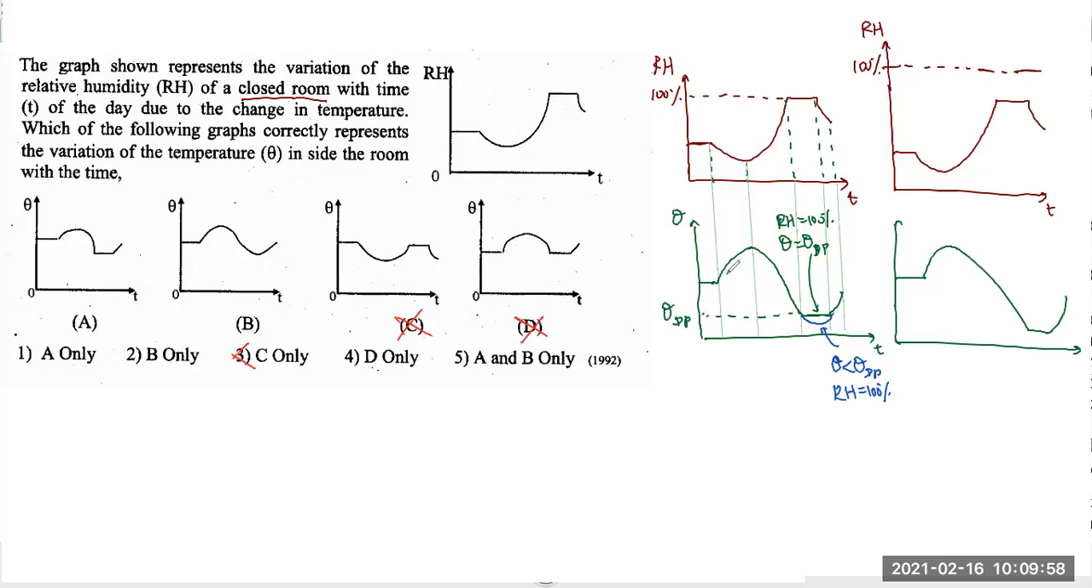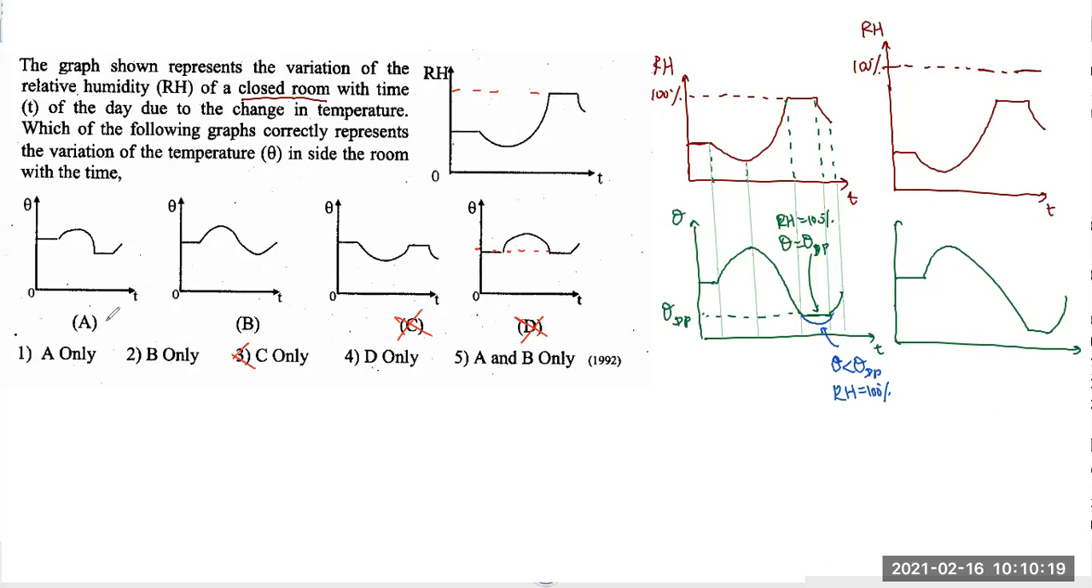You have to be very mindful. The graph should start at a higher temperature than the dew point. Now, look at this value. This temperature and this temperature are the same. They have given them at the same temperature, which is incorrect, because in the third portion RH is high, and in the first portion RH is less. So how can these two temperatures be equal? It's impossible. Therefore, C and D are definitely wrong.